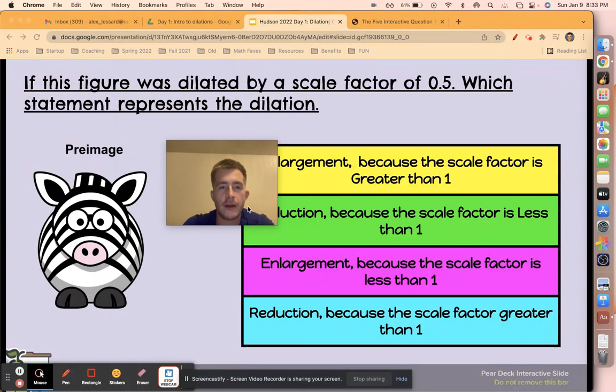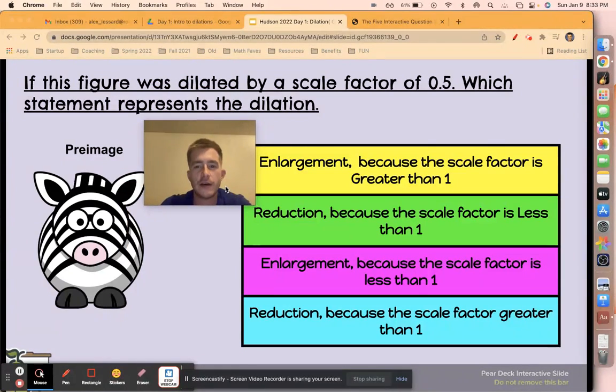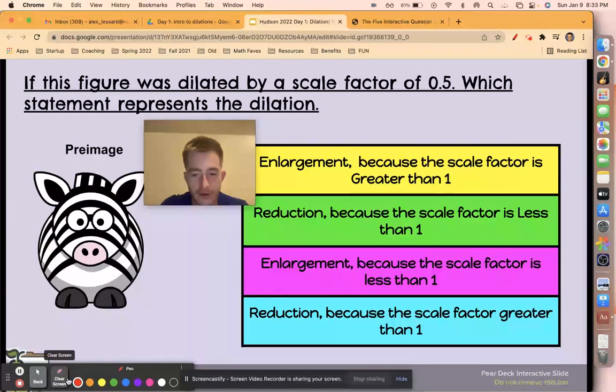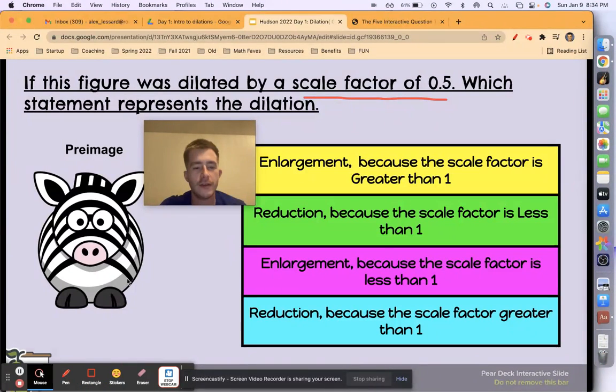All right, what does it say here? If this figure was dilated by a scale factor of 0.5, which statement represents that dilation? So immediately, I'm looking at the word scale factor. And I notice that it says scale factor of 0.5. Take about 30 seconds to try to answer this one on your own. What do you think a scale factor of 0.5 would do to the image?